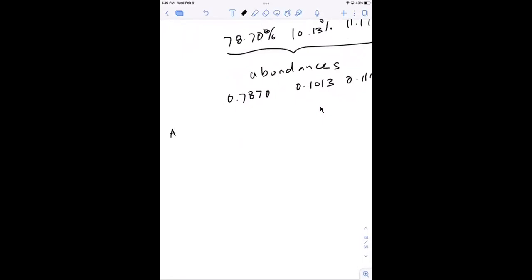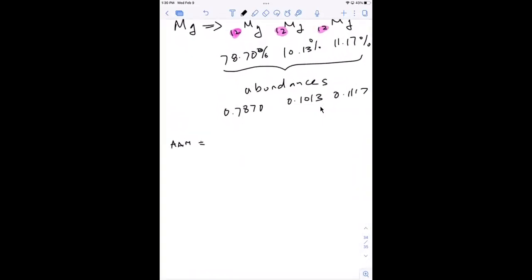All right, so the average atomic mass is going to be what? How do we set this up? What am I missing? So it's the fractional abundance, 0.7870 times what?